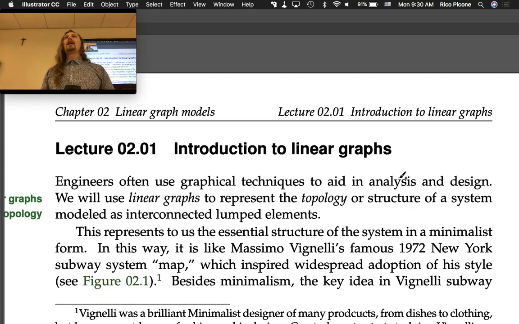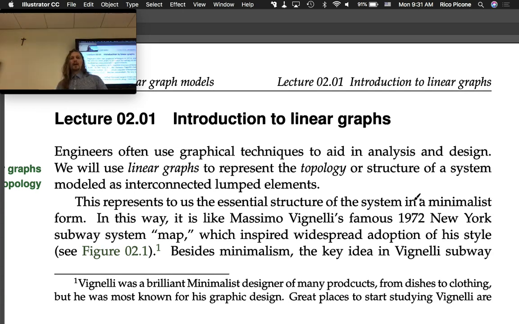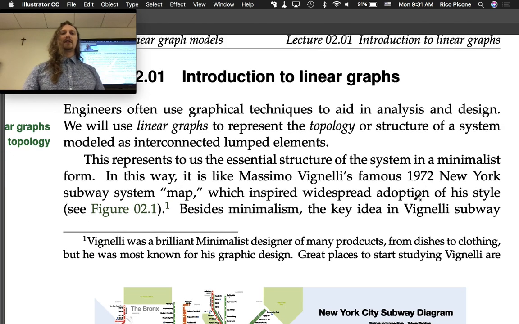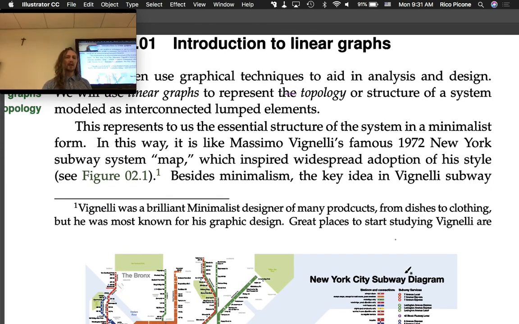We're going to do effectively the same thing, but instead of circuits to describe everything, we're going to use linear graphs to describe circuits and everything. Okay, so they're going to be very similar to circuits, but there are some differences. Okay, so engineers often use graphical techniques to aid in analysis and design. We will use linear graphs to represent the topology or structure of a system modeled as interconnected lumped elements. This represents to us the essential structure of the system in a minimalist form.